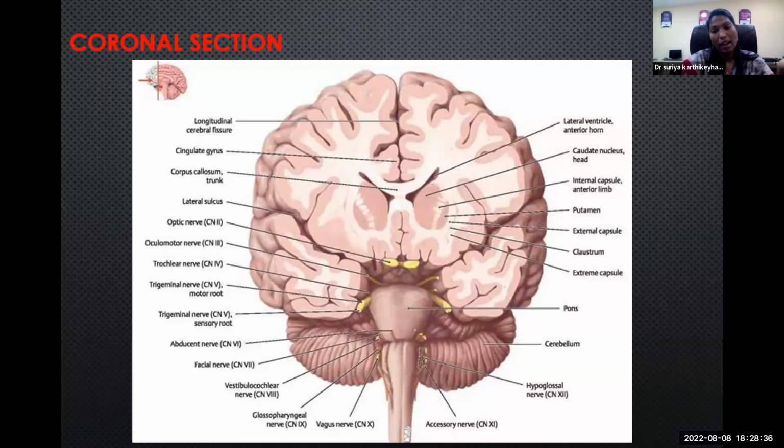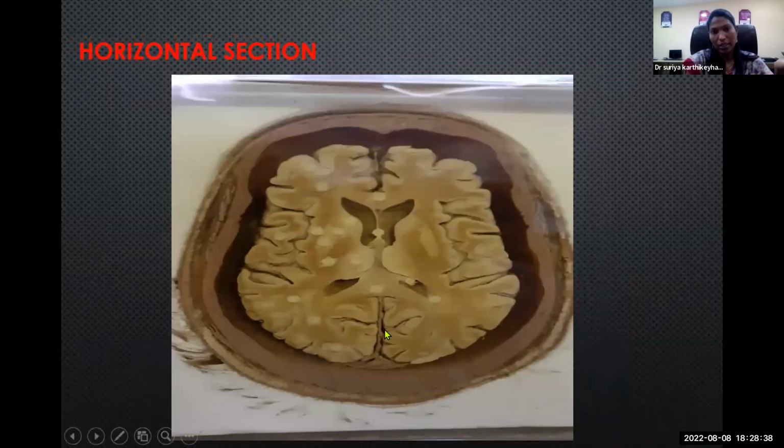How is it different? To understand this, here is the horizontal section where you are seeing the brain within the cranial cavity. This is the skull, the calvaria. Within the skull, you are seeing the cavity called the cranial cavity. The cranial cavity is divided into the anterior cranial fossa, middle cranial fossa, and posterior cranial fossa, and the brain occupies the cranial cavity. So we have the pia mater, arachnoid mater, and the dura mater.